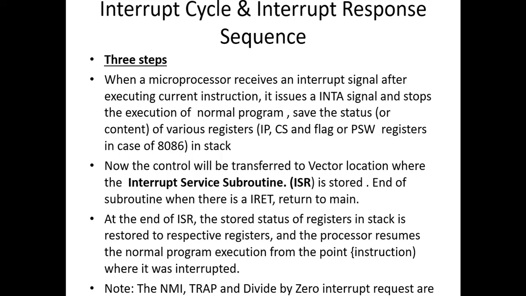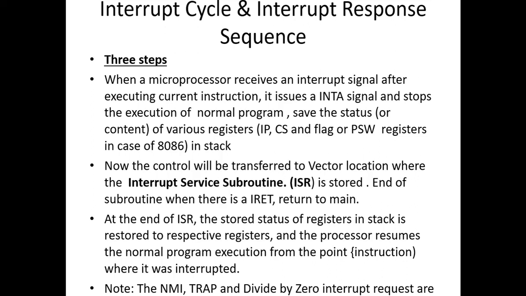We can see the 3 steps. When a microprocessor receives an interrupt signal, after executing the current instruction, it issues an INTA signal, that means the acknowledgement signal, and stops the execution of the normal program and saves the status of various registers, that is IP, CS, and the flag register, PSW, into the stack. Now the control will be transferred to the vector location where the interrupt service routine is stored. That means our ISR will be executed.